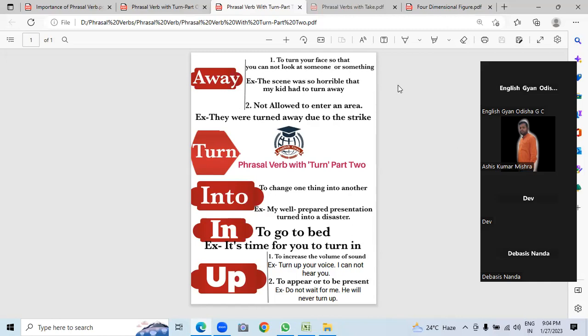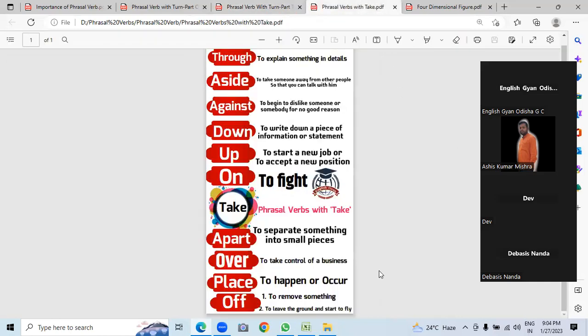Clear? Okay. So let me take you to the third one. This is something called phrasal verbs with take. What is the meaning and how to use it?